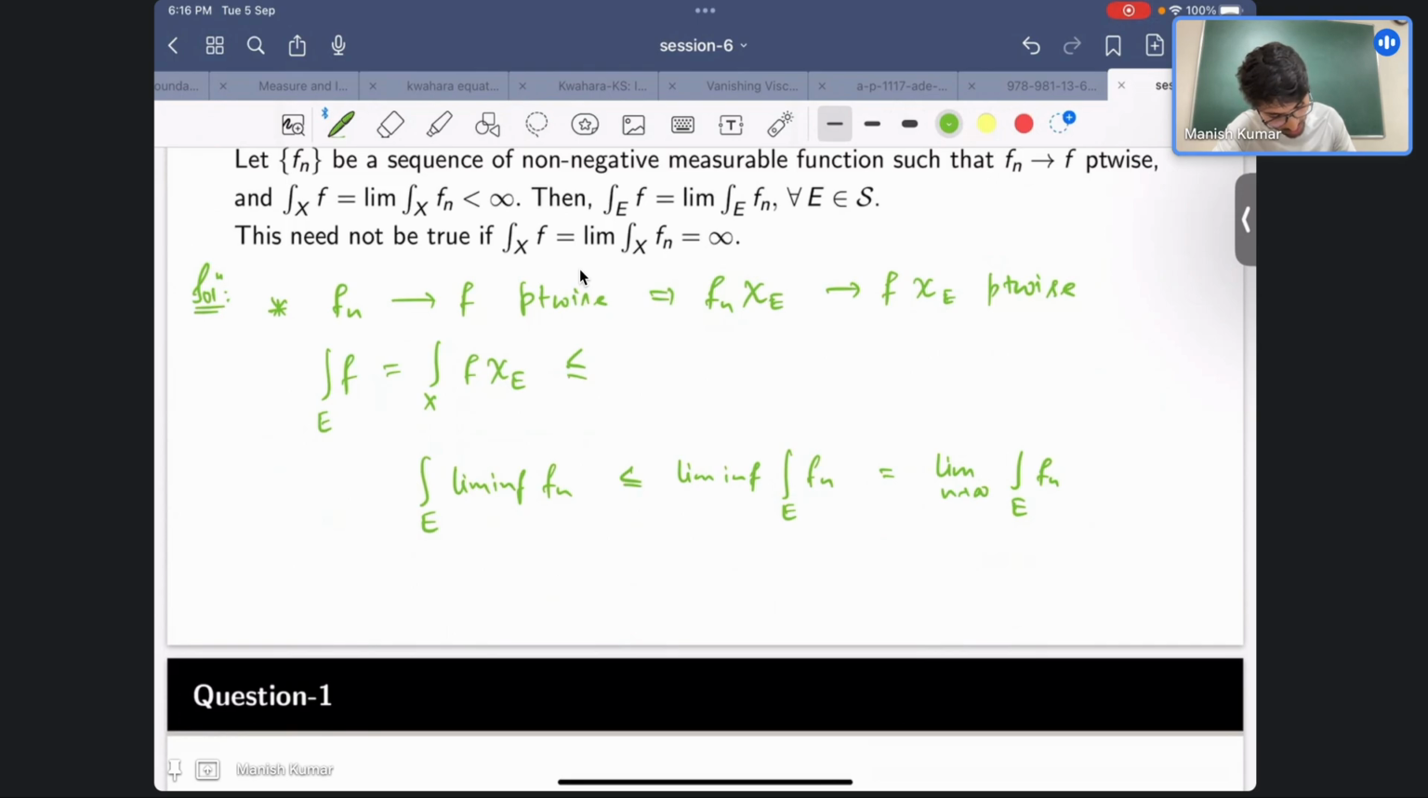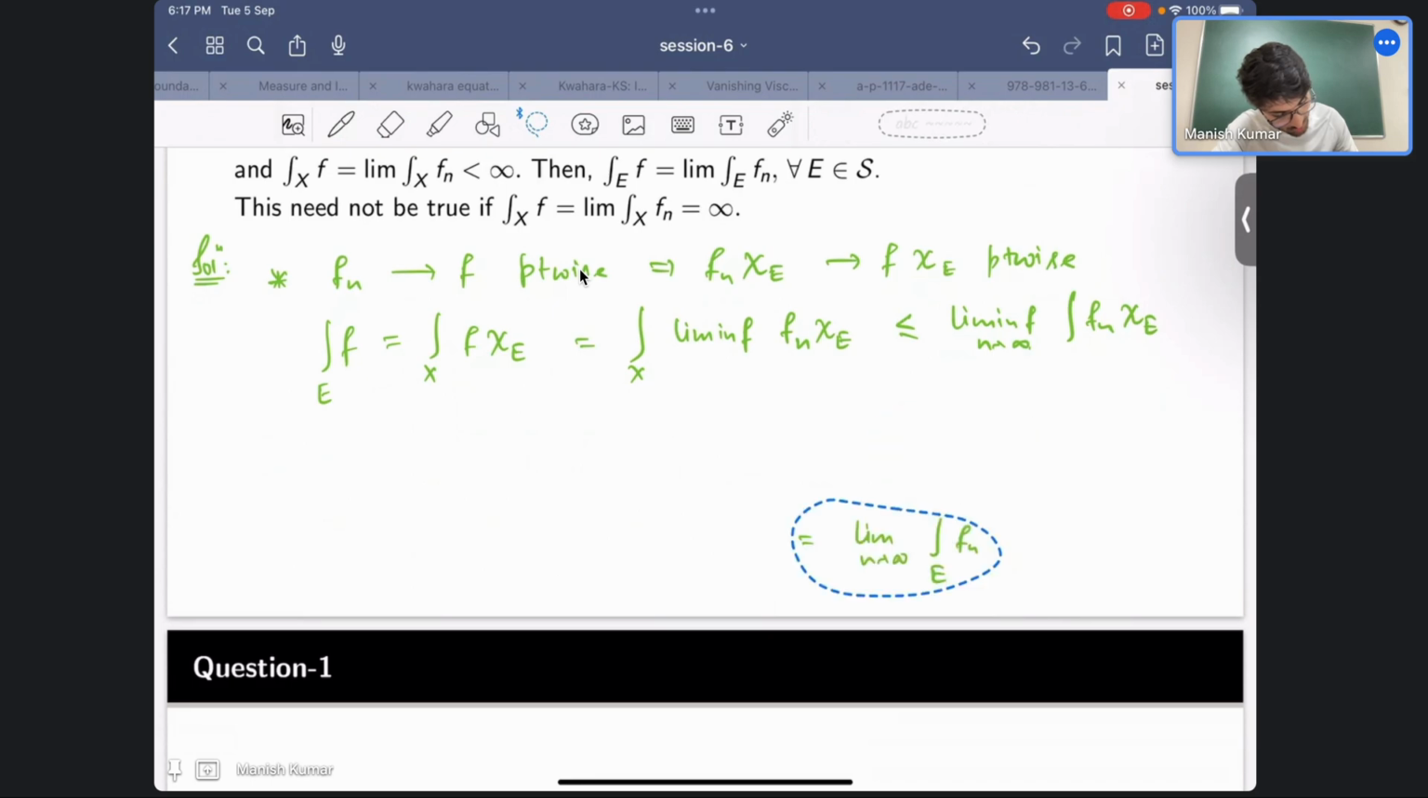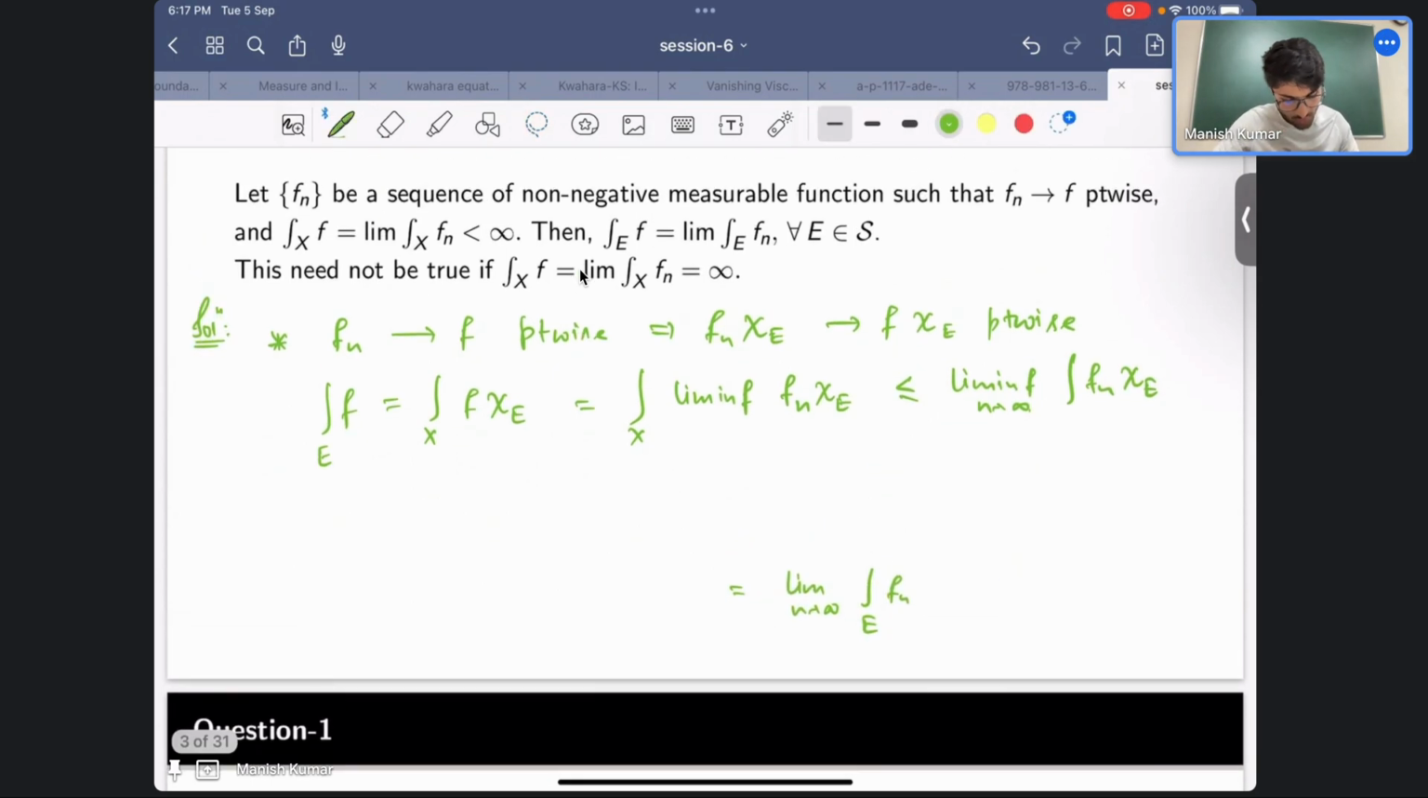Now as she mentioned, this is equal to lim inf of fn over x, lim inf of fn chi e. Just by this. Now this is basically equal to the limit, and since the limit exists, this is lim inf of this thing. And now by Fatou's lemma, this is lim inf of fn of chi e, and then n going to infinity. I have already written this. So this lim inf of this thing, now you already know.